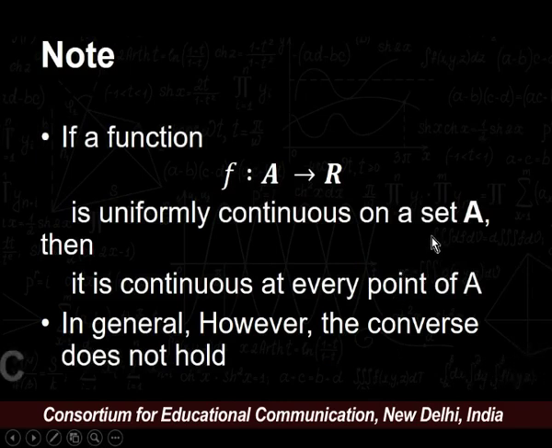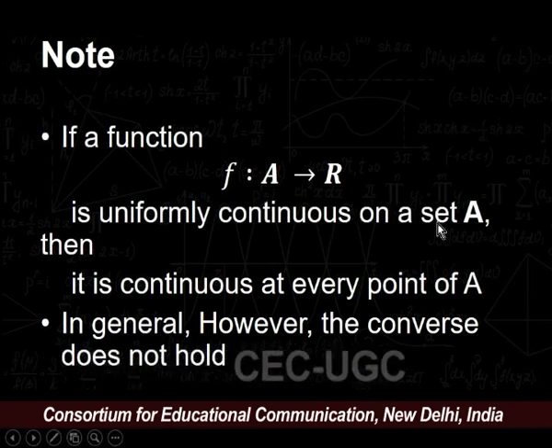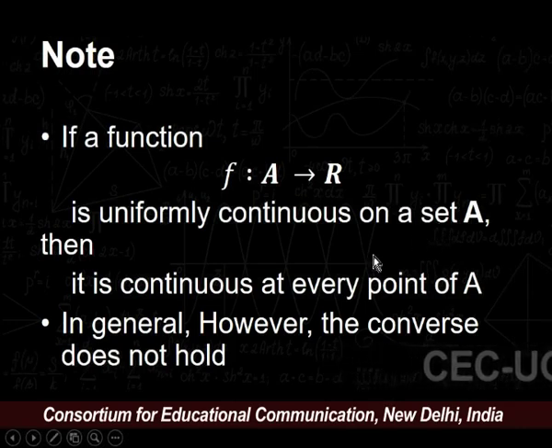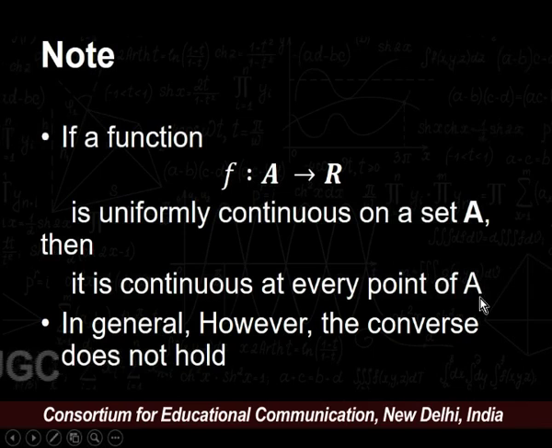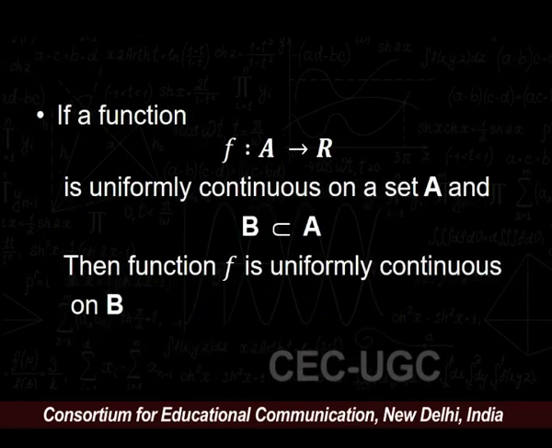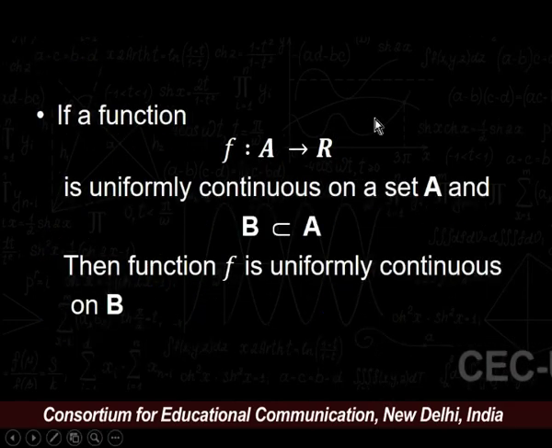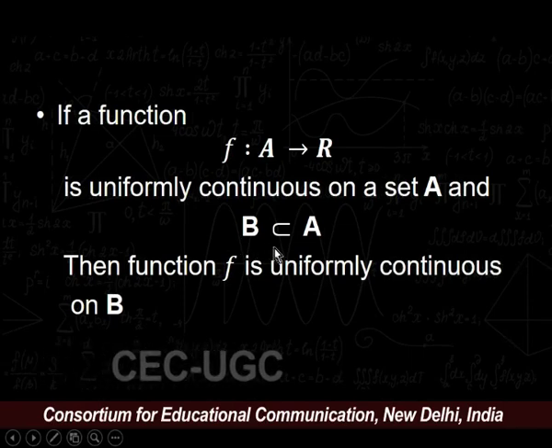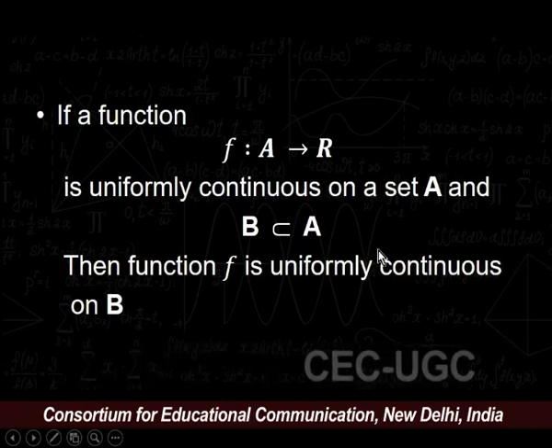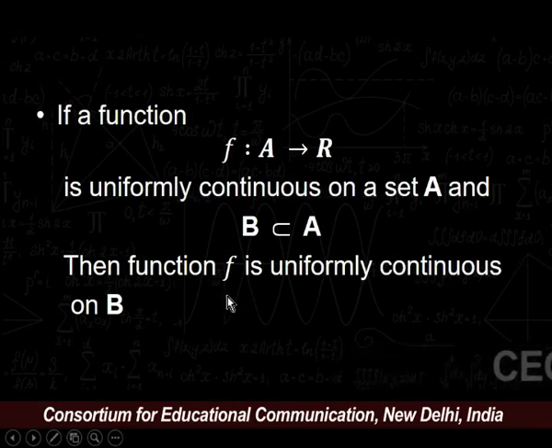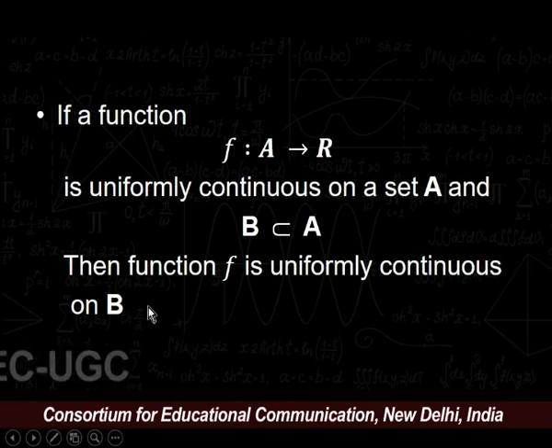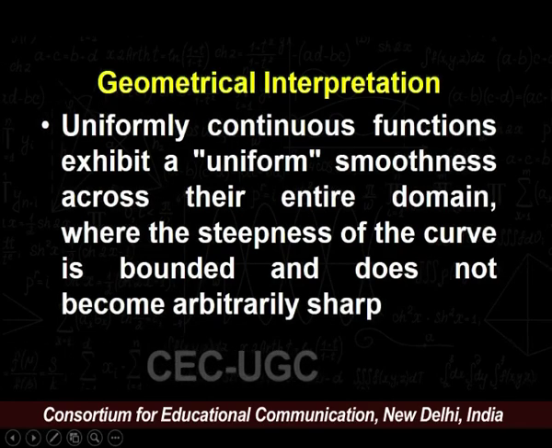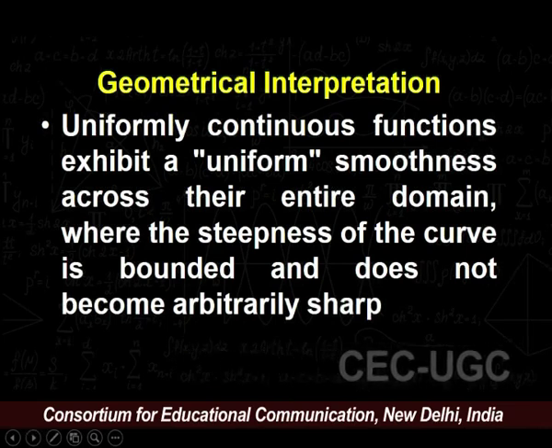We must note that if a function f from A to R is uniformly continuous on a set A, then it is continuous at every point of the set A. But in general, the converse does not hold. If f from A to R is uniformly continuous on A and B is a subset of A, then f is also uniformly continuous on the set B. Now the geometrical interpretation of uniformly continuous functions.